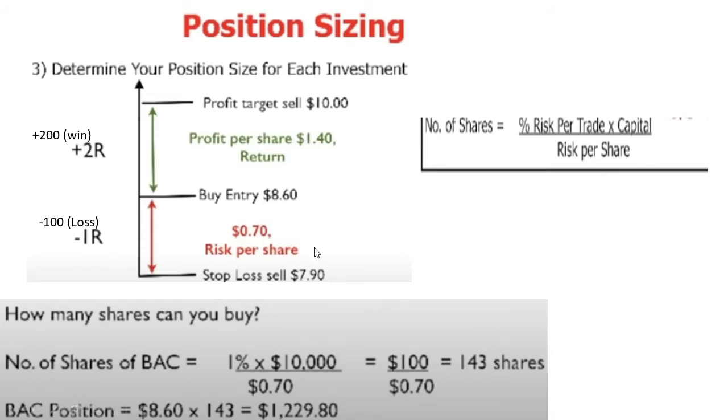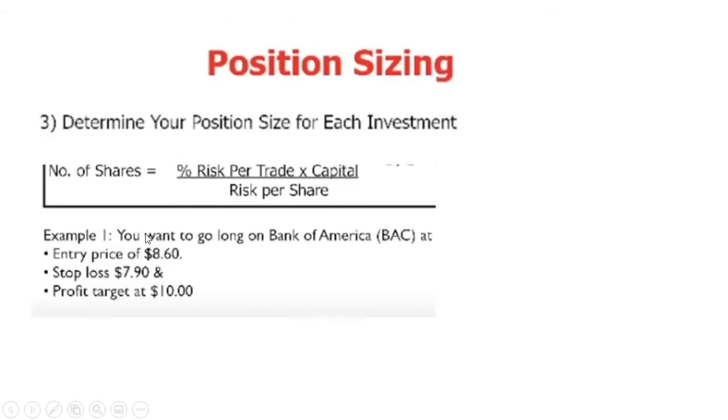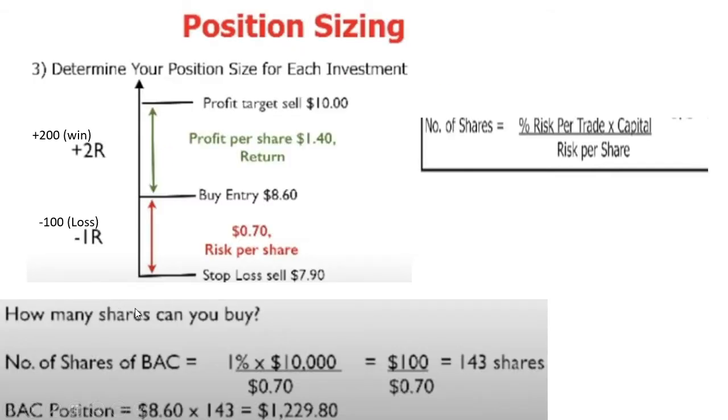So now let's take a look right here, right before we jump into all of this. As I said in this last slide, if you look, our buy entry is $8.60. This is where we're going to buy, right? So now we determined where we want to buy, which is $8.60. We determined our stop loss was going to be at $7.90, right? And our profit target is at $10.